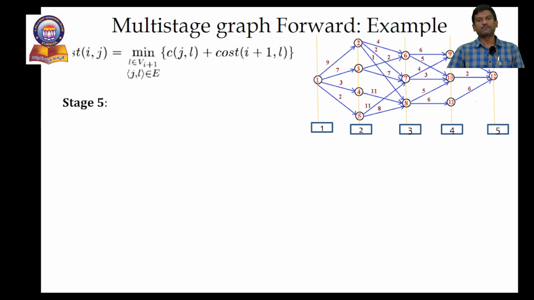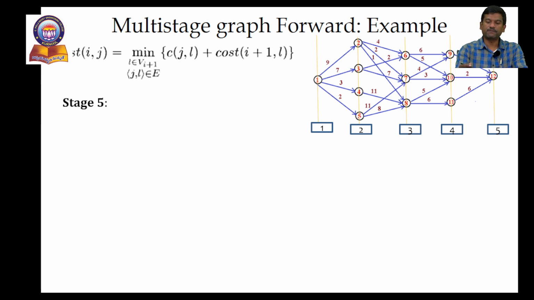When you consider the backward approach, the cost is computed from the first stage to the last stage, whereas the path can be identified in the backward fashion, that is, from the destination vertex to the source vertex.